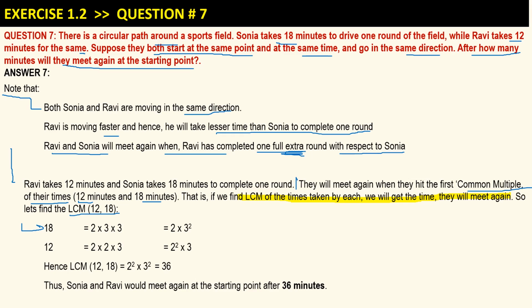We can write the number 18 as 2 times 3 times 3. Hence, it is equal to 2 multiplied by 3 raised to power 2. Similarly, the number 12 can be decomposed into 2 raised to power 2 multiplied by 3. Therefore, the LCM of the two numbers is 36. Hence, we can say that Sonia and Ravi would meet again at the starting point after 36 minutes.